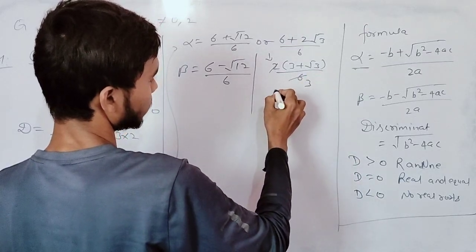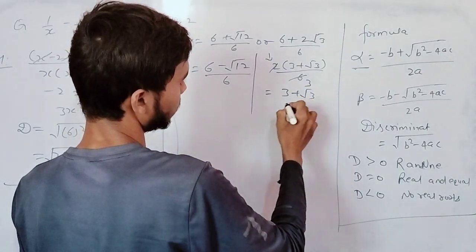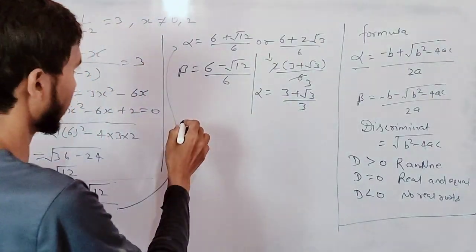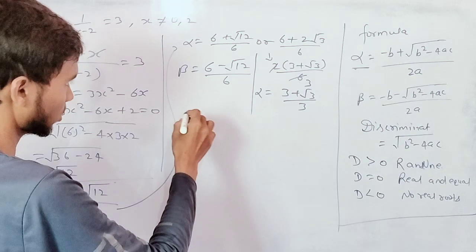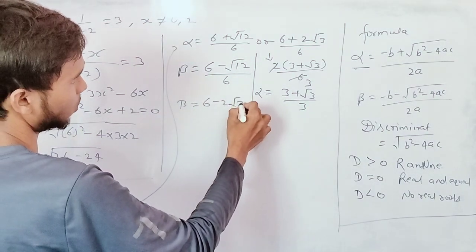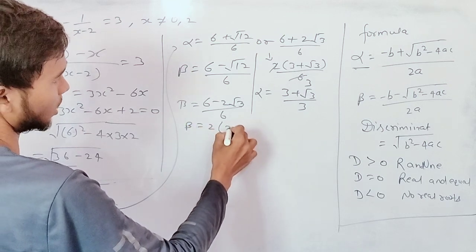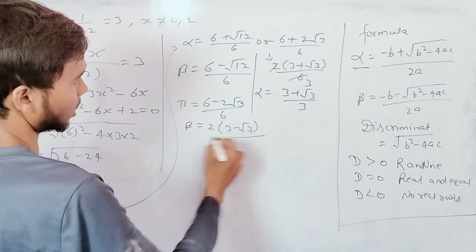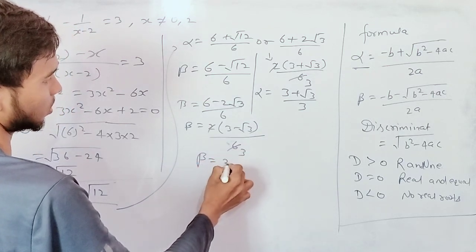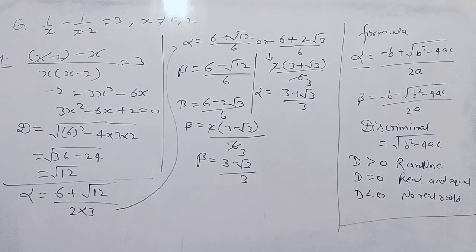So here you got 3 plus root of 3 upon 3. This is alpha. Now same here we can do. Beta is equal to 6 minus 2 root of 3 upon 6, that is 2 times 3 minus root of 3 upon 6. Beta is equal to 3 minus root of 3 upon 3. This is what we got.